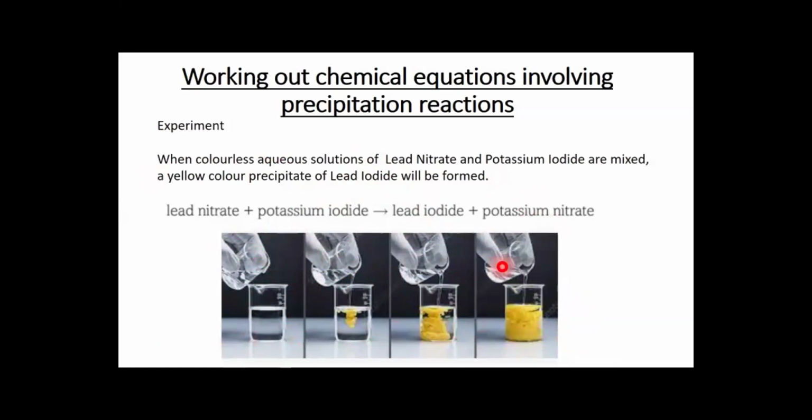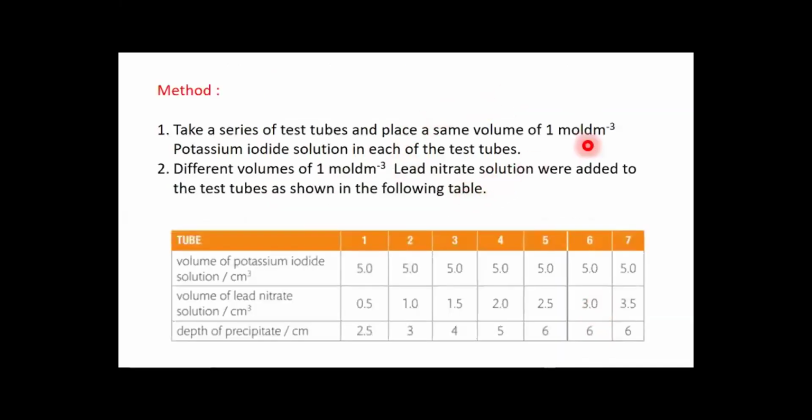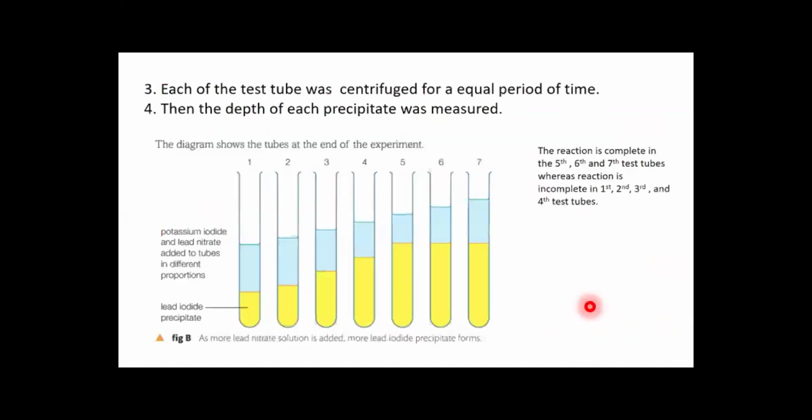So we are using this reaction to find out what is the equation happening there. Okay, right. This is the method that we are following. You can just go through this table. We have to take a series of test tubes and we can mark them as 1, 2, 3, 4, 5, 6, 7, like this. It will be very clear when you look at this one. So first of all, we are taking 7 test tubes and marking them 1 to 7, right?